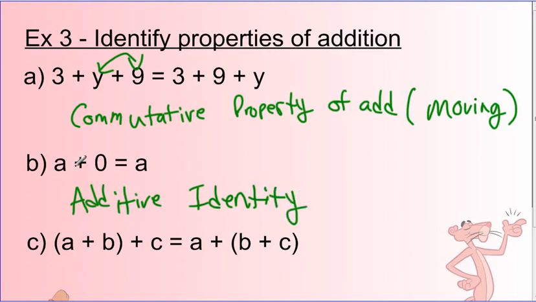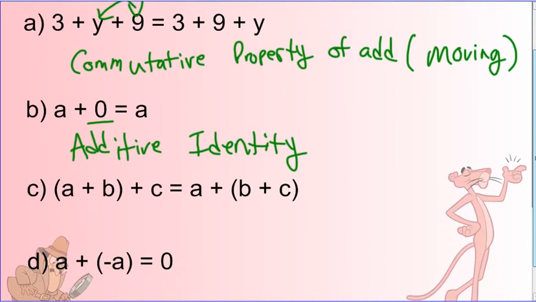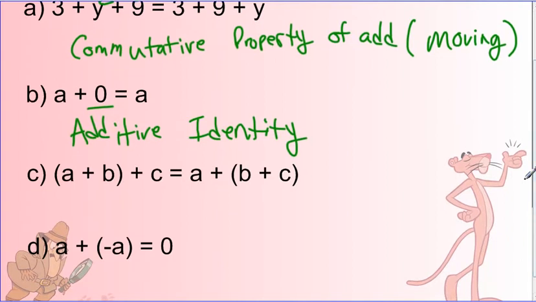Where you have the number plus 0 gives you that same number back. That's the additive identity. Letter C. This is known as the associative property of addition.